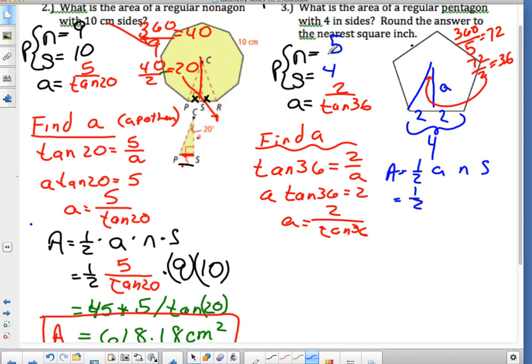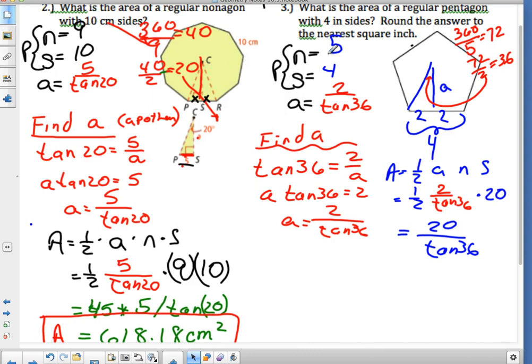1/2 A, that's 2 over tan of 36. N and S are 5 and 4. Hey, I could write them both as 20, couldn't I? So let's go 5 times 4, which is 20. Half of 20 is 10 times 2. In my calculator, I'm putting this in because I just combined terms using order of operations. I did everything on top: 20 times 2 times 1 divided by 2, and that's where I got my 20. And now I plop that into my calculator, 10 divided by tangent of 36.